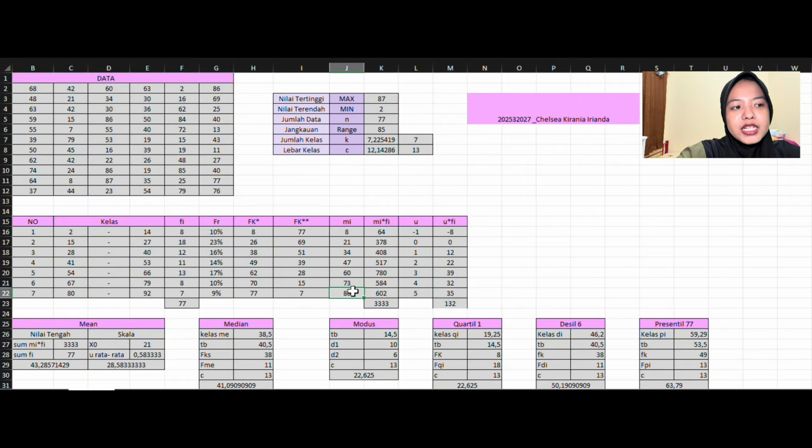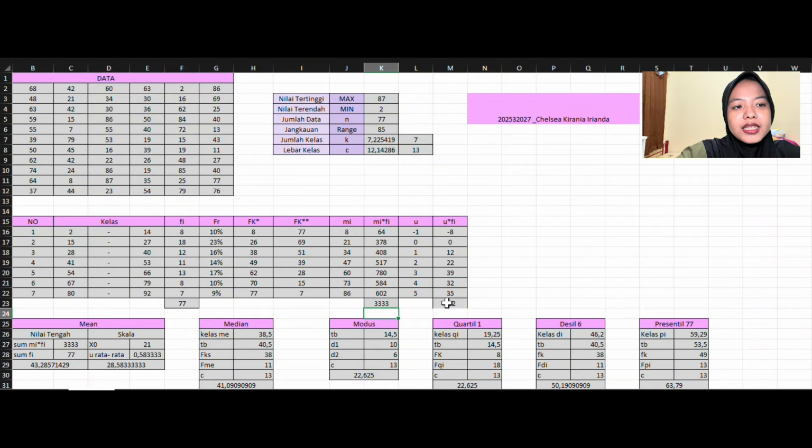After the frequency distribution table was complete, I continued by creating several additional columns to help with the statistical calculations. First, I created the main point column using the formula of 1/2 multiplied by the sum of the lower class limit and the upper class limit. After that, I dragged the formula down so all rows would automatically be filled.